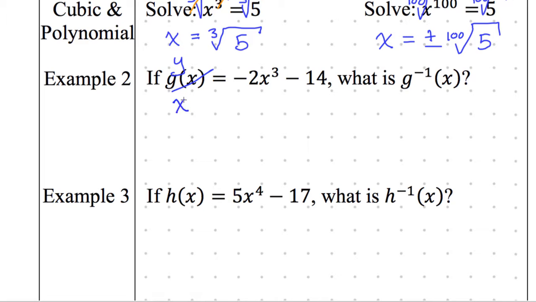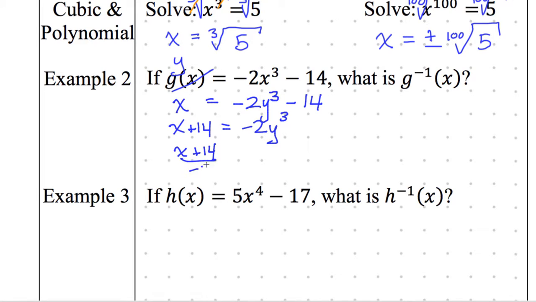Okay, so I think you can continue on. Yeah. So x is equal to negative 2y cubed minus 14. Okay. And you add 14. Okay, so I have x plus 14 is equal to negative 2y cubed. And you divide by negative 2 on both sides. Okay, so I have x plus 14 divided by negative 2 on the left, and on the right I have y cubed. And then you do cube root on both sides.